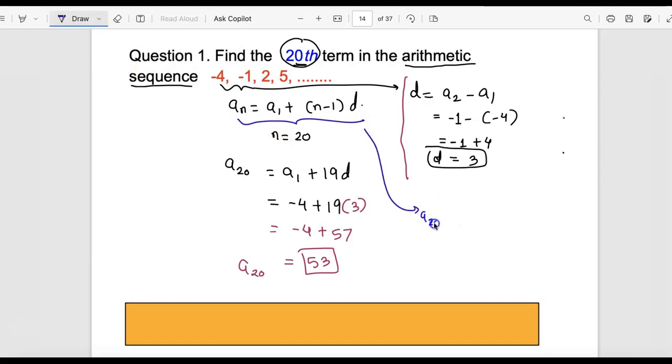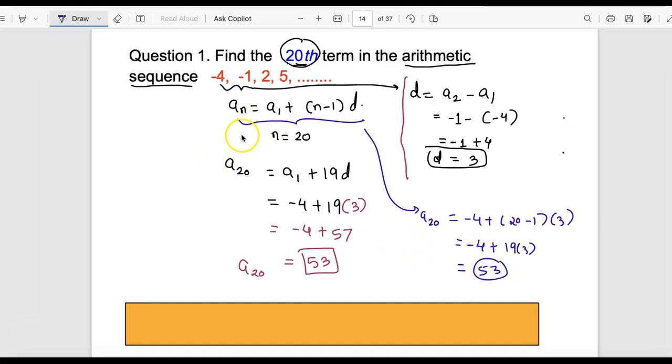So this is my a20 is equal to my 20 plus, this is my what? A sub 1 is what? My negative 4 plus n minus 1, 20 minus 1, and my d is 3. You can also type in this general formula over here, and again it brings you back to the similar formula over here. There you go, 53, that's your answer.